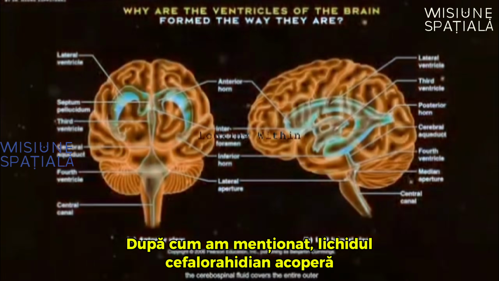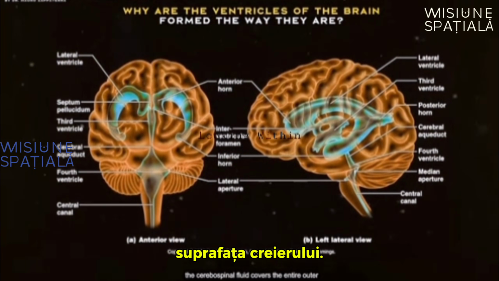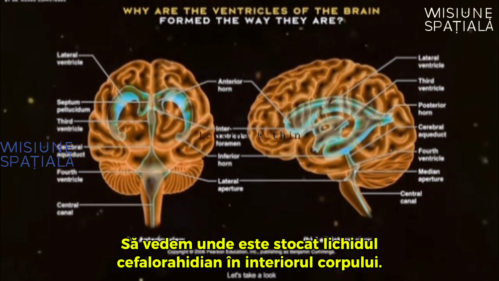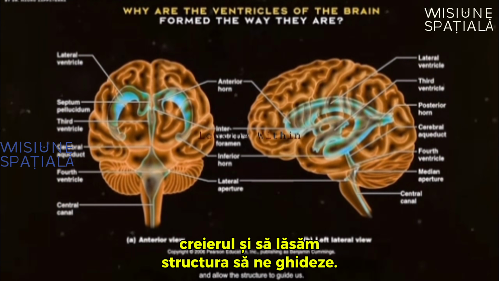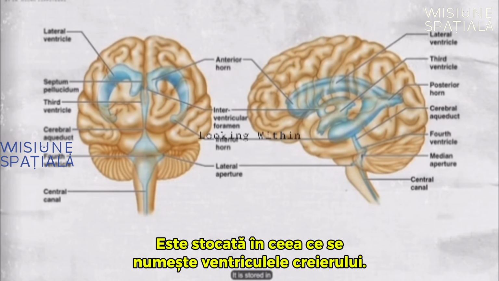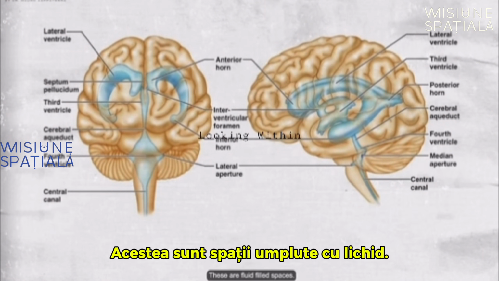As I mentioned, the cerebrospinal fluid covers the entire outer surface of the brain. Let's take a look at where the cerebrospinal fluid is stored inside the brain and allow the structure to guide us. It is stored in what's called the ventricles of the brain. These are fluid-filled spaces.